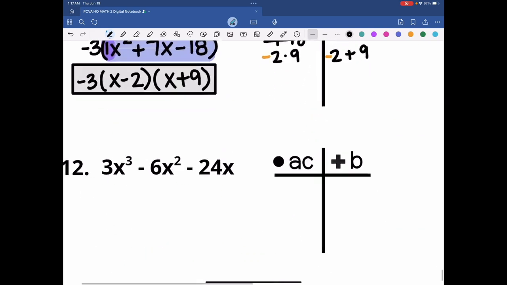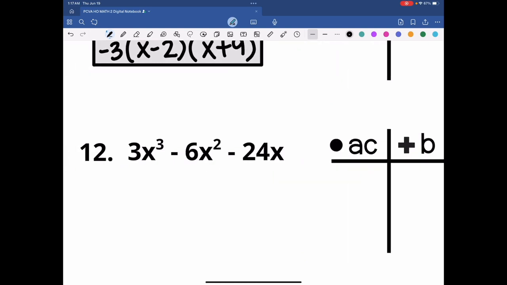All right, and last one. So always check for a GCF. So I have 3, 6, and 24. So we obviously have a 3 for my GCF. For this one, though, I have an x cubed, an x squared, and an x. So I can actually take an x out of each of these. So we actually have a GCF of 3x this time. So 3 divided by 3 is 1. I had 3 x's, so I have 3 of them, but I took one out. So that leaves me with just 1x squared.